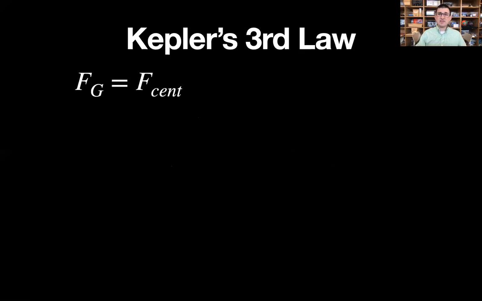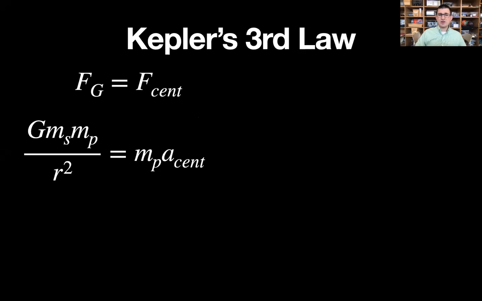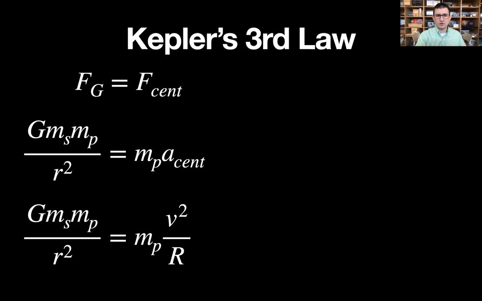Specifically, if we set the gravitational force equal to the centripetal force, which is causing the object to stay in its orbit, then we know the formula for the universal force of gravity is big G times the mass of the sun times the mass of the planet over the distance between their centers of mass squared. We've already talked about this. And then the centripetal force is going to be the mass times the centripetal acceleration. And we've talked about in the past that centripetal acceleration equals v squared over r, where r is the radius of the circle that we're traveling in.